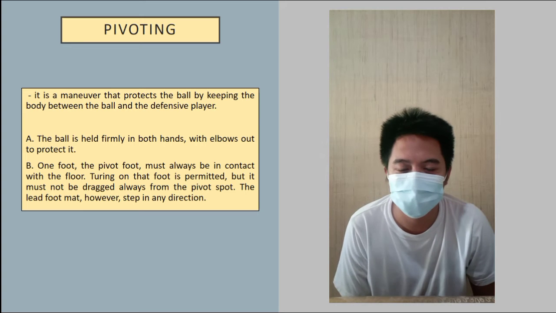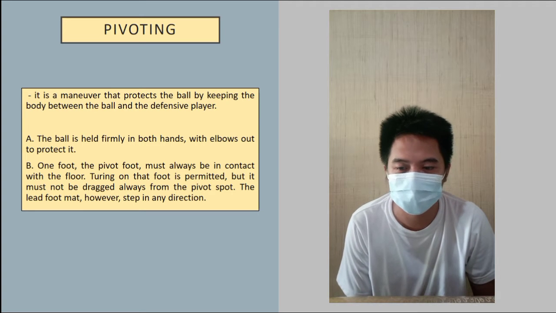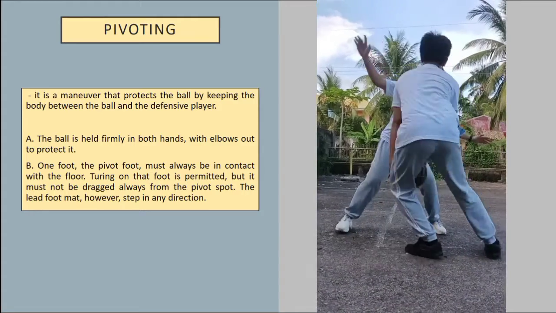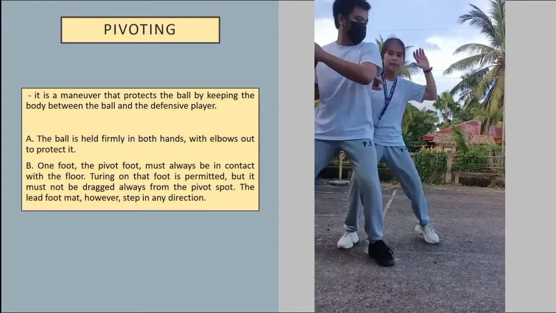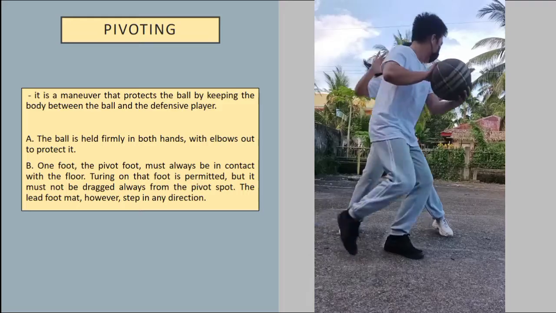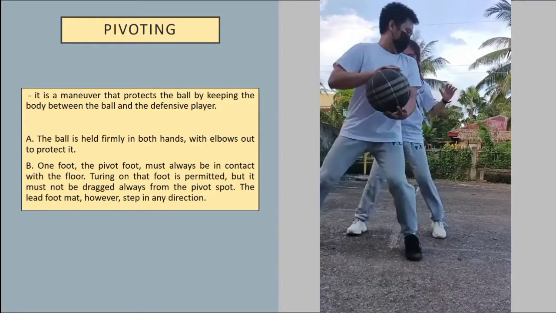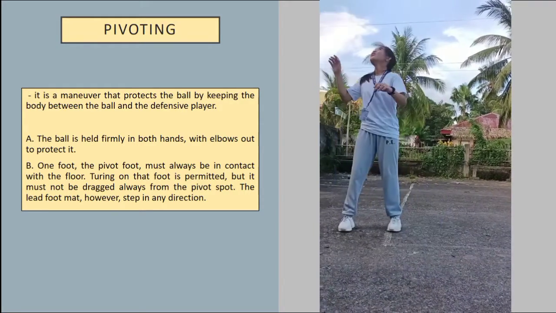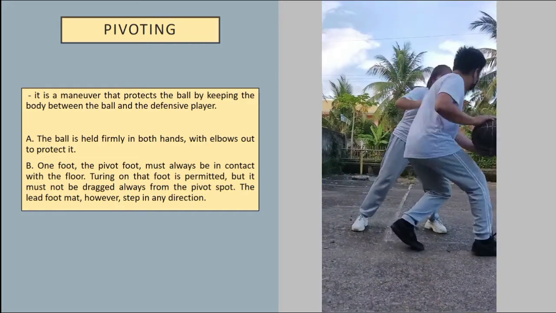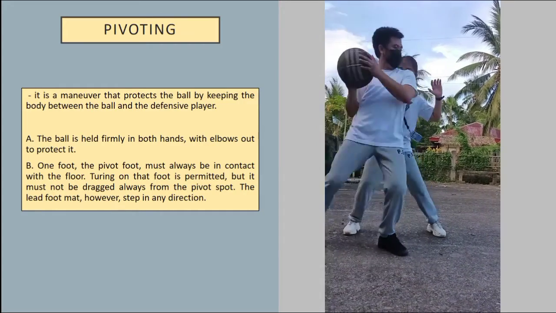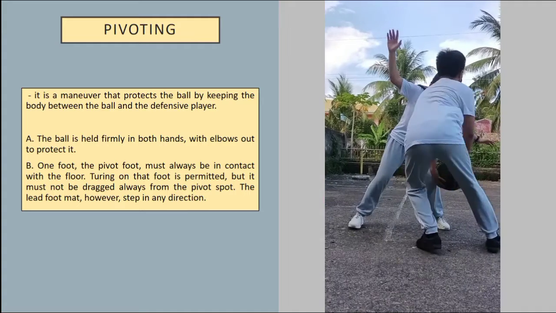Pivoting. It is a maneuver that protects the ball by keeping the body between the ball and the defensive player. The ball is held firmly in both hands with elbows out to protect it. One foot, the pivot foot, must always be in contact with the floor. Turning on the foot is permitted, but it must not be dragged away from the pivot spot. The lead foot may, however, step in any direction.